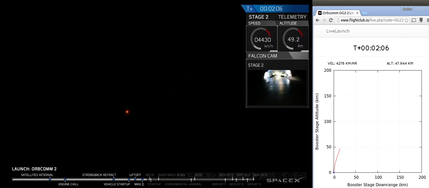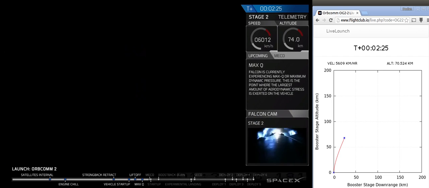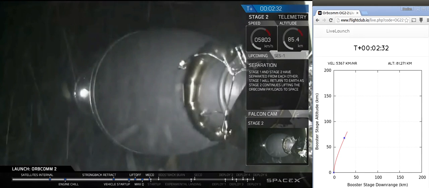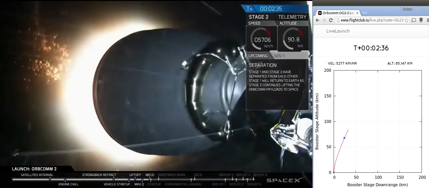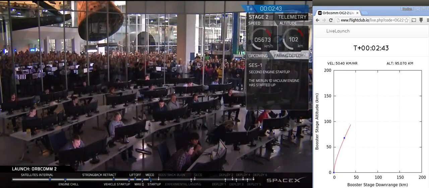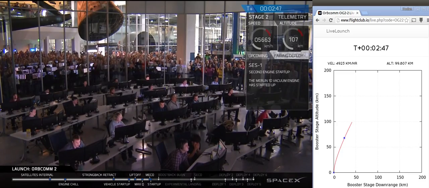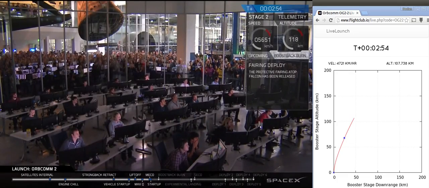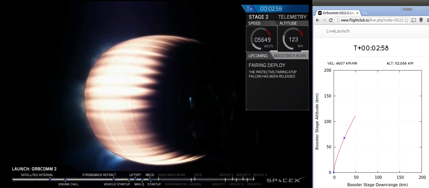T plus 2 minutes, speed 1.2 kilometers per second, downrange distance 11 kilometers. Main engine cutoff approaching shortly. The fairings have successfully deployed. You can hear everyone is phenomenally excited here.